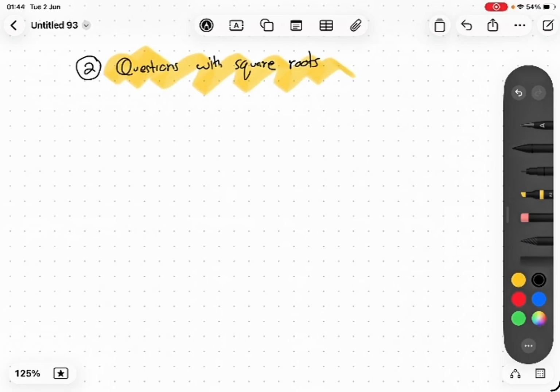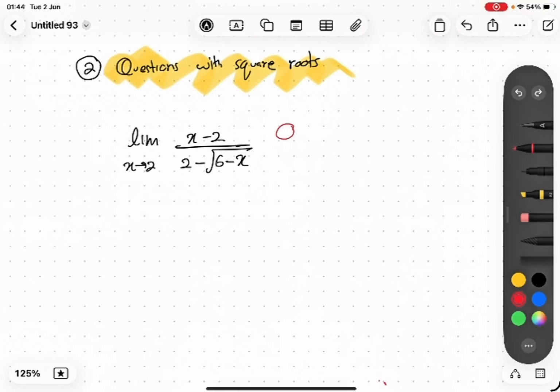We will do this question. Limits of x minus 2 over 2 minus root 6 minus x, as x tends to 2. We will just directly substitute and see what happens. 2 minus 2 is 0, so the numerator becomes 0. How about the denominator? When you substitute, 2 minus root 6 minus 2, that is root 4, which means 2. So the denominator also becomes 0. So 0 over 0.